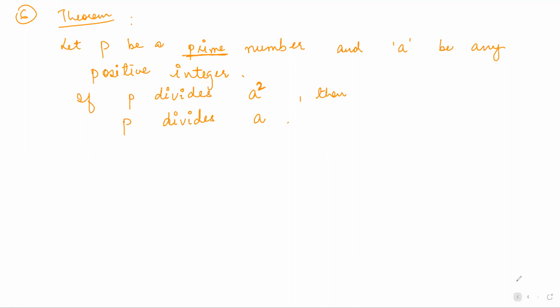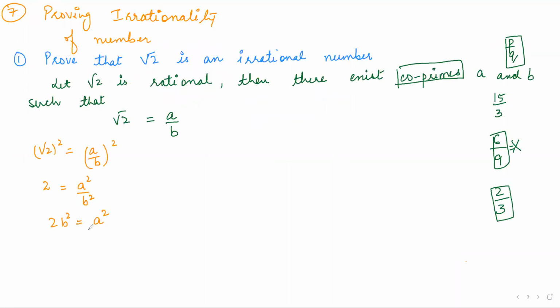Now I'm going back. This theorem you have to write before that proof. Now I'm going to use it. I've got 2B square is equal to A square, right? So A square is actually 2 into B square. That means 2 is a factor of A square, isn't it? I'm breaking A square into two factors, one factor is 2, the other factor is B square. So that implies that 2 divides A square. Is that clear? And by the use of that theorem, I can say that 2 divides A.